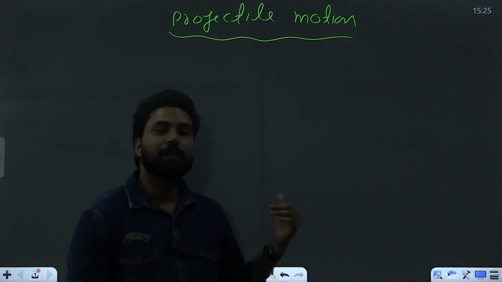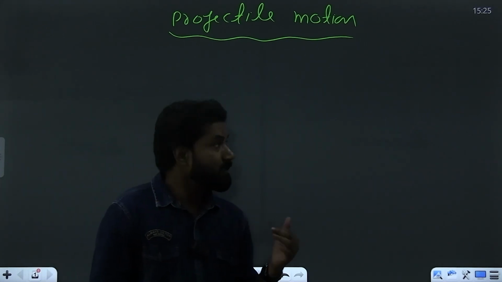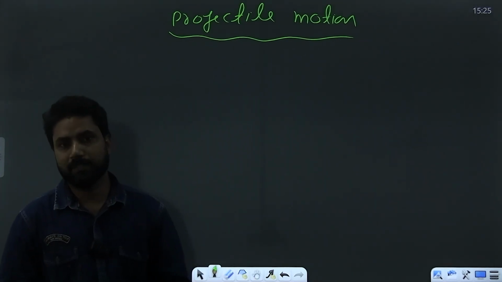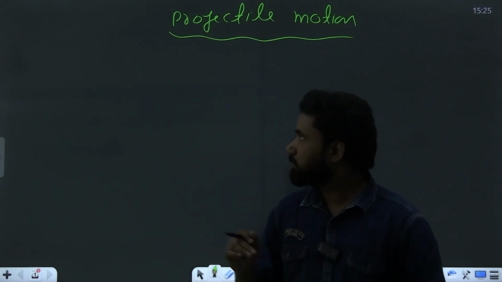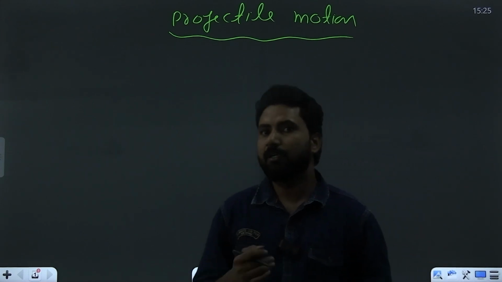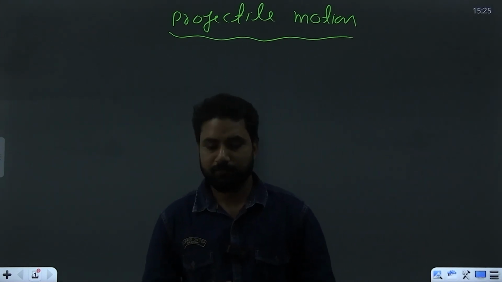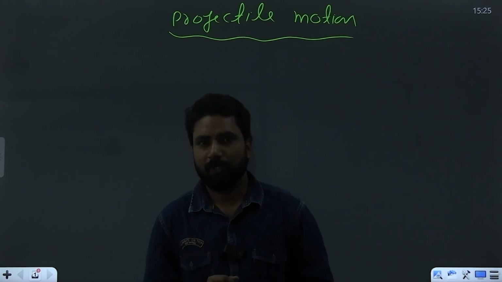We will prove that the path of the projectile is a parabola. It is an example of two-dimensional motion. So how do we analyze projectile motion? Because we know this is an example of motion in a plane, or motion in two dimensions. So how do we analyze motion in two dimensions?